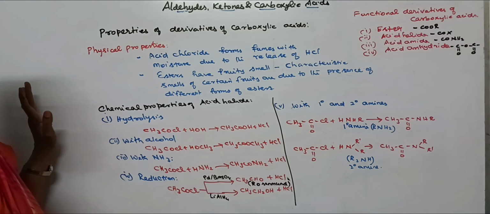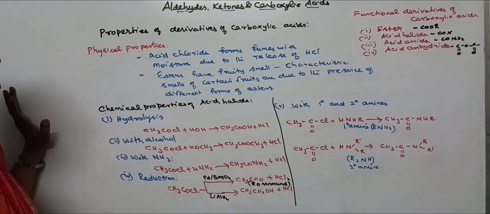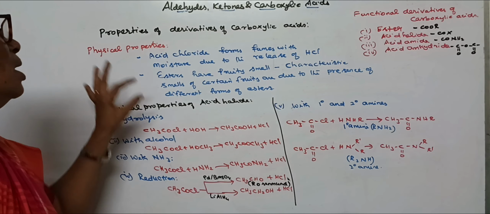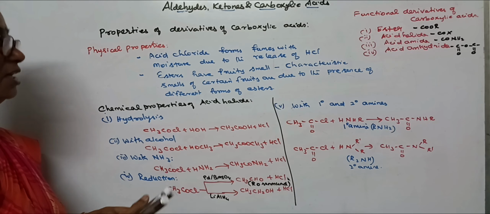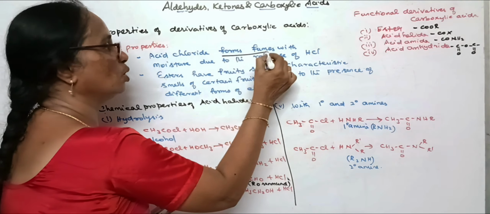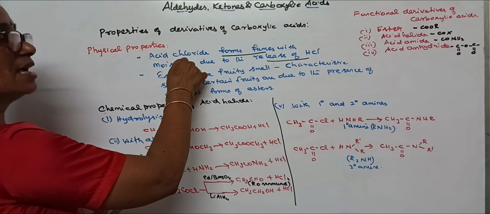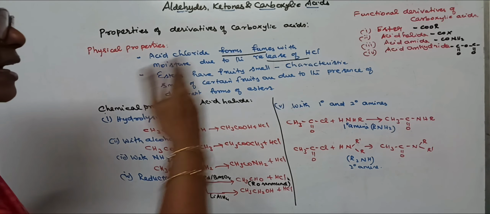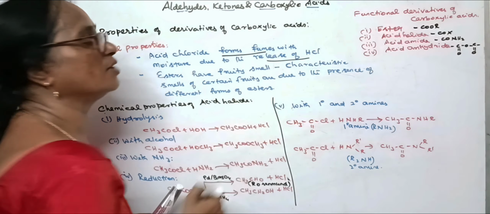Properties of derivatives of carboxylic acids. Let us discuss first of all the physical properties. Just a few physical properties we have to know. One, the acid chloride. The acid chloride forms fumes with moisture. This is due to the release of hydrogen chloride. So it contains a halogen. That halogen slowly dissolves in water and hence the hydrogen chloride is removed in the form of fumes.